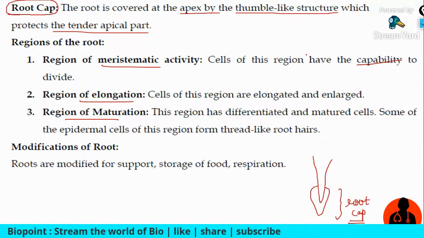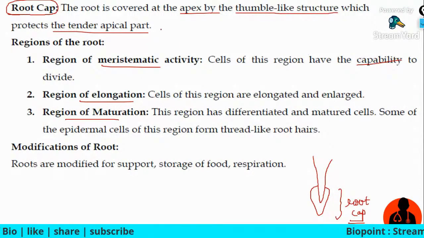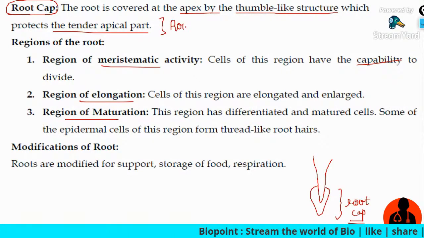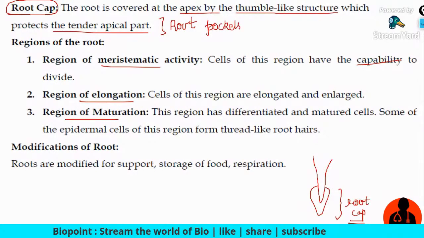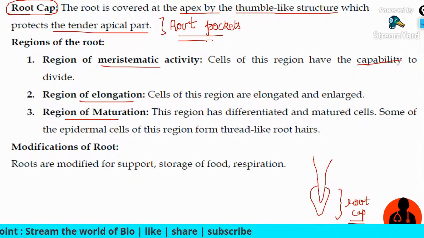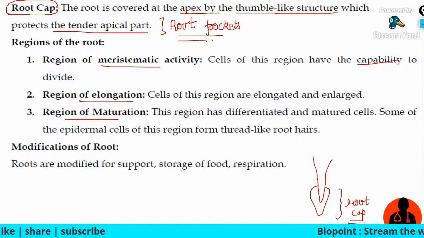Yes, Suja Aji. Yes, in the case of aquatic plants, instead of a root cap, you will have root pockets. Not mentioned in the NCERT, but just for your information. Root pockets are present in the case of aquatic plants.